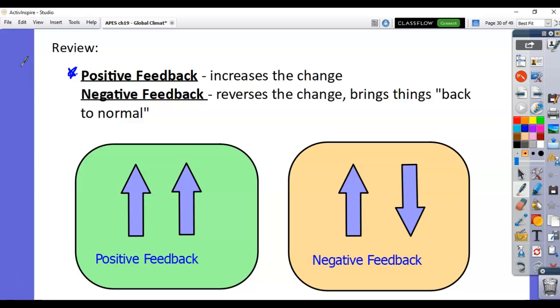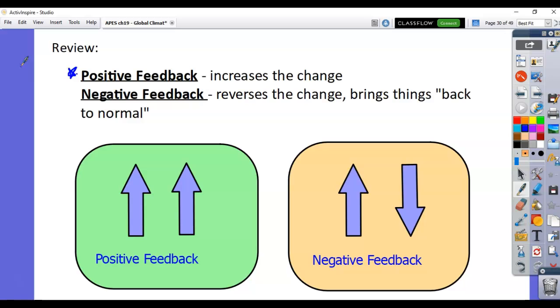Negative reverses the change and brings things back to normal. So if you remember back in biology, you probably talked about positive and negative feedback when you talked about homeostasis. Positive feedback, we talked about like giving birth or blood clotting.